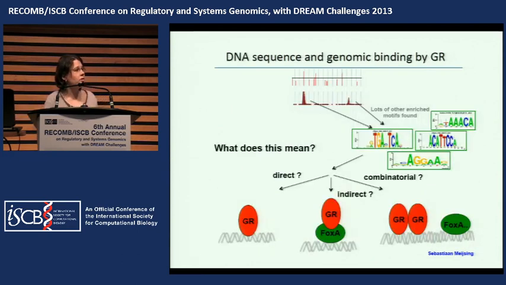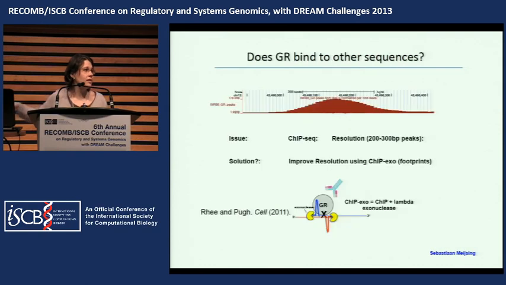And we wondered whether these motifs correspond to the binding of GR on motifs that we don't yet know, or to a tethering system, or to a combinatorial approach. The issue is that the ChIP-seq experiment doesn't give us this information, because the resolution of a ChIP-seq is about 200 to 300 base pairs. So we wanted to improve the resolution of our datasets.